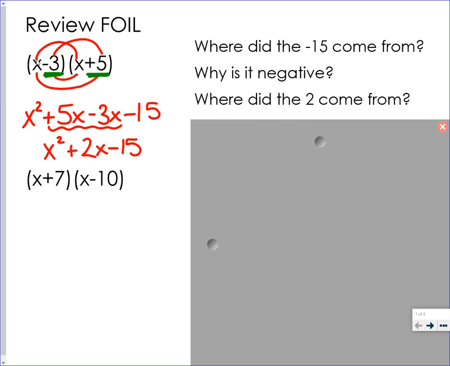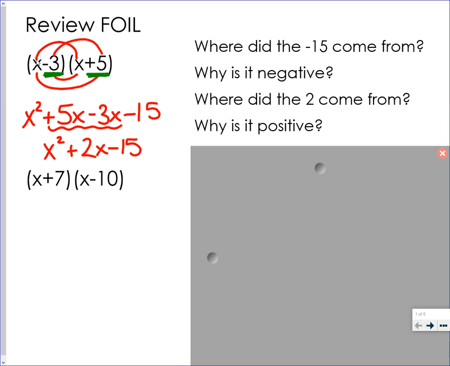Now, where did the 2 come from? And it's a positive 2, right? We want to make sure that we see that also. The 2 came from when I would add the negative 3 and the positive 5. And the reason it's positive is because there were more positives, right? So for the 15, I didn't care which one was more. I just cared that they were different signs. That's why I got a negative. But when I add in that middle term, because there were more positives, because the 5 is bigger, I get a positive middle term.